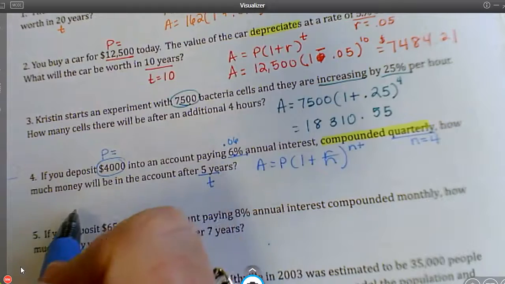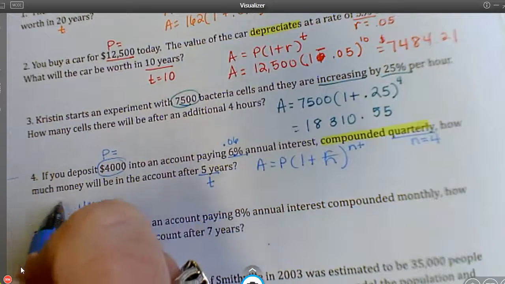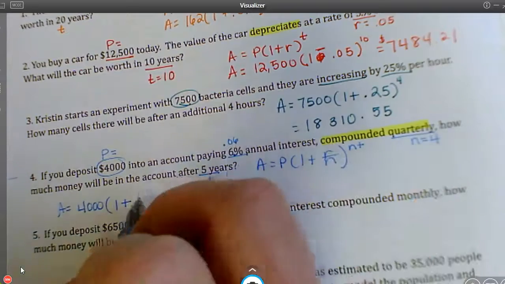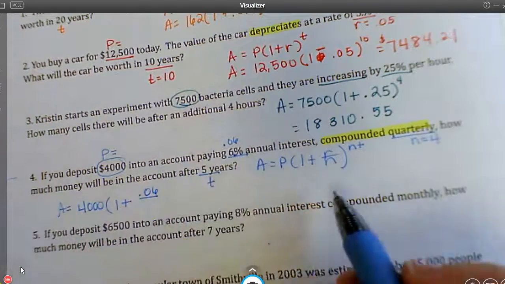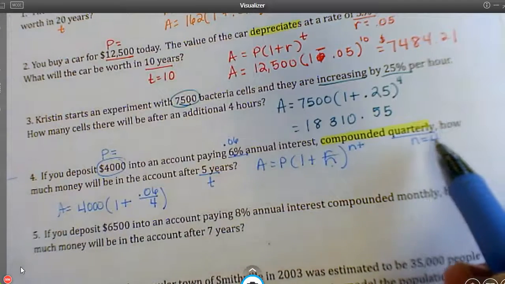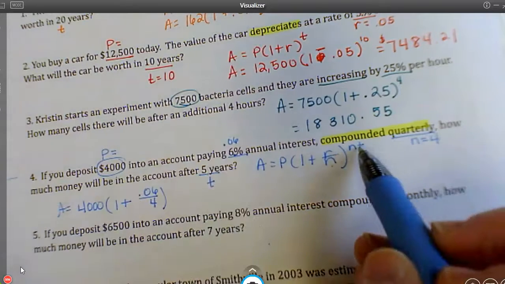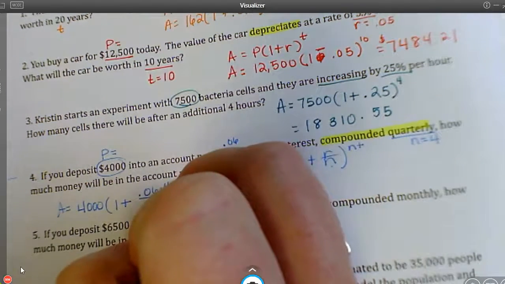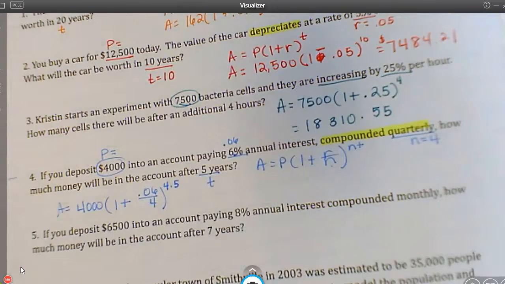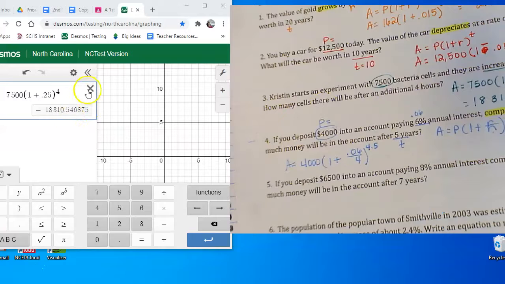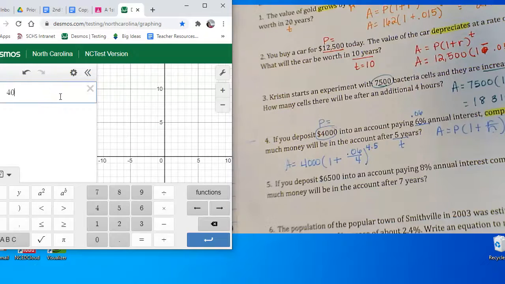So, putting it into the equation, we're going to have A equals 4,000 times (1 plus R, which is 0.06, over N) raised to the NT. NT means multiply N and T together. So basically it means 4 times 5. It is a little bit tricky to put that in Desmos because you have to put that 4 times 5 in parentheses to keep it in the power. And I'll show you what I mean there.